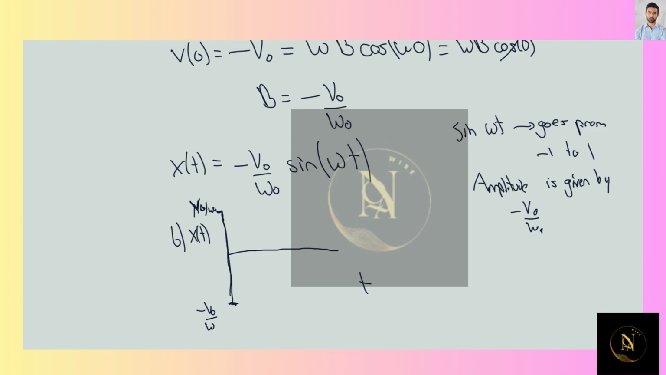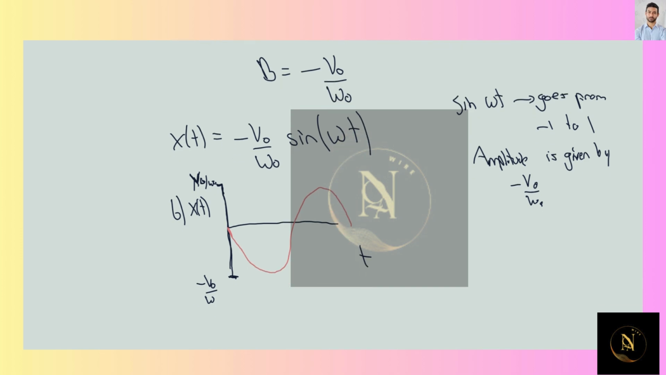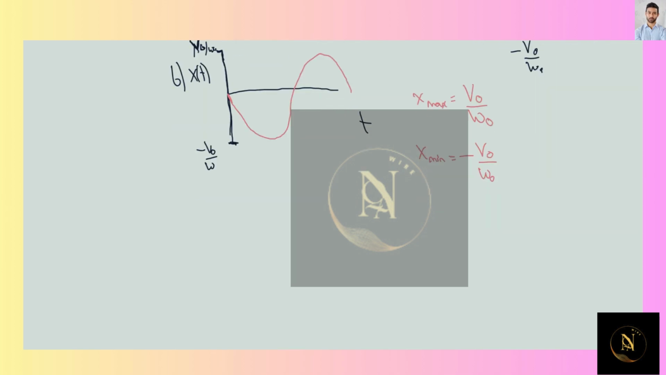So in this scenario, in the first period of oscillation, we're going to be going on the negative x-axis over here, and we're going to have a plot as follows for x as a function of time. The x max value would be equal to v0 over omega 0, and the value for x minimum would be equal to minus v0 over omega 0, where omega 0 is the natural frequency of this harmonic oscillator.